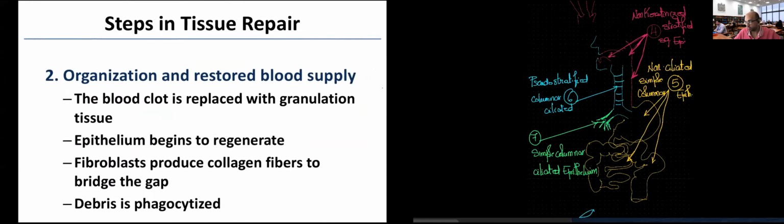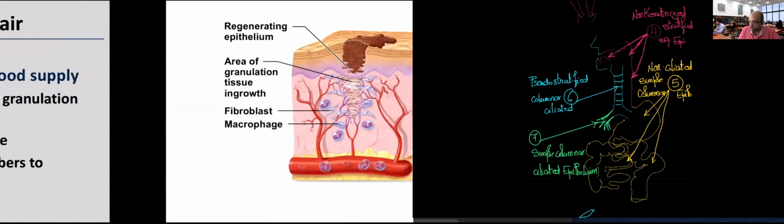In the second step of the repair of an injured tissue, I will have organization and restoration of the blood supply. So the blood clot will start to be broken down and gets replaced by fibrous tissue, granulation tissue. The epithelium will start to regenerate to cover this injured site from outside, and the fibroblasts will be producing the collagen fibers to bridge the gap of the injured site, as you see on here.